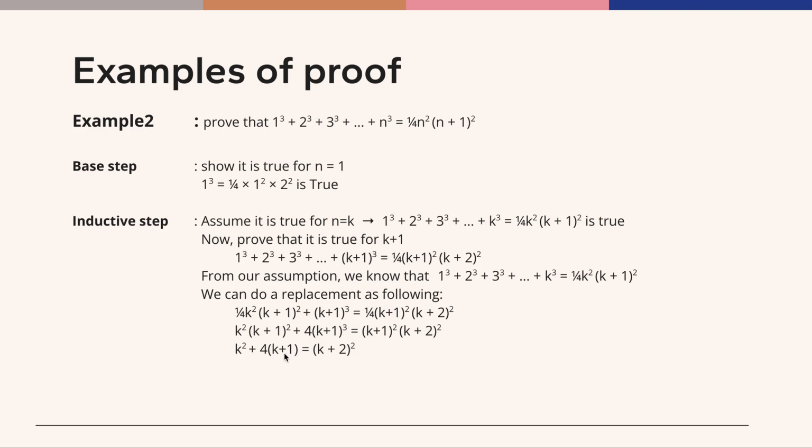After we get the result, we are going to multiply this, and this is what we get. And from what you can see, the result is k squared plus 4k plus 4, and this one also gives us the same result, which means that it is true.